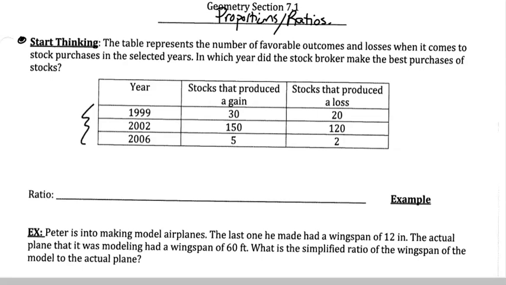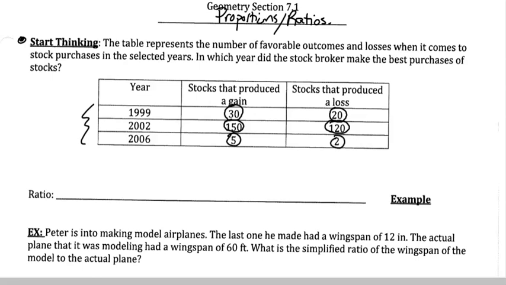So it says in 1999, there were 30 stocks that produced a gain, and there were 20 stocks that produced a loss. Now, if you look at 2002, there were 150 gains, which is pretty darn amazing. And then you had 120 losses. And then in 2006, you had 5 gains and 2 losses.